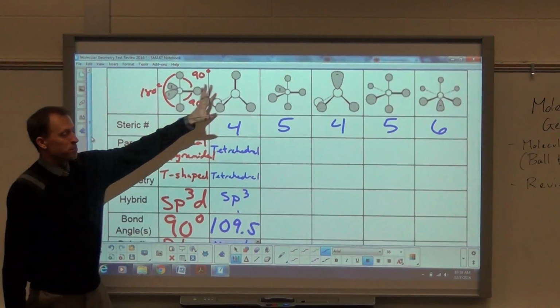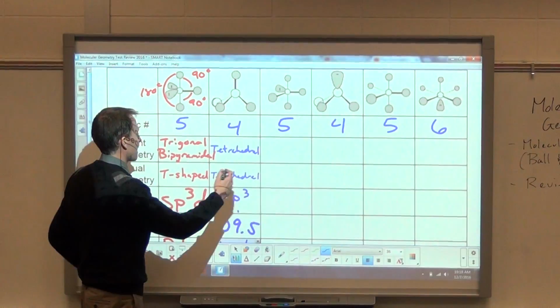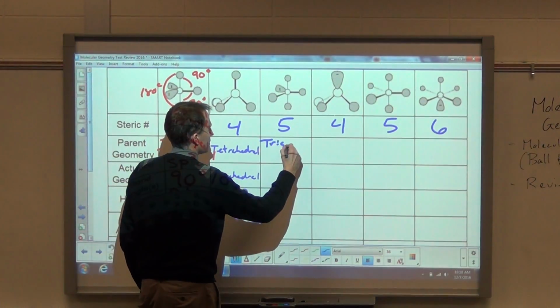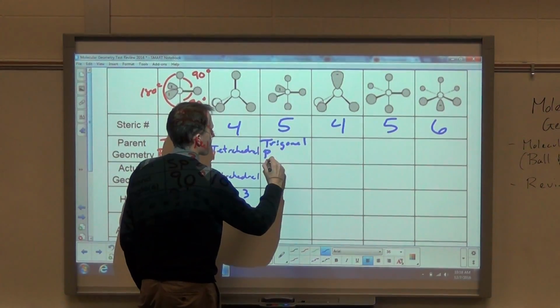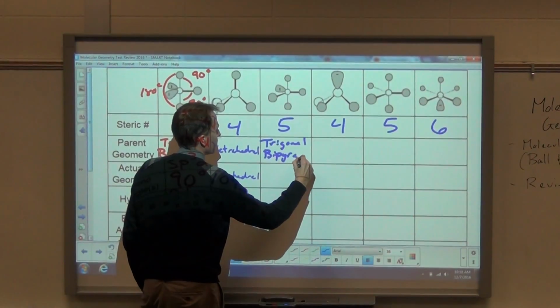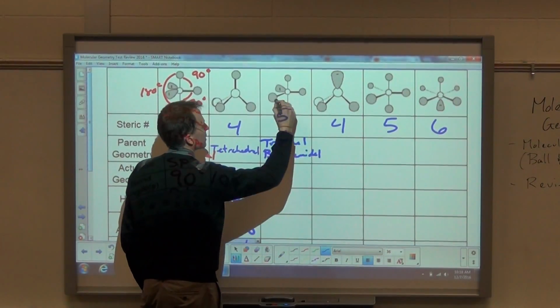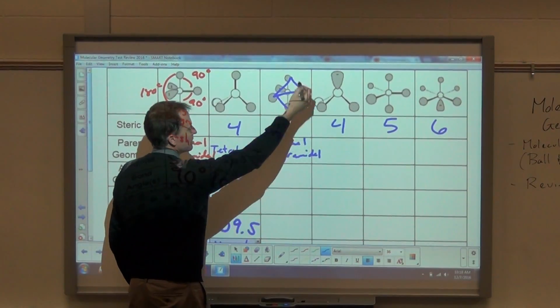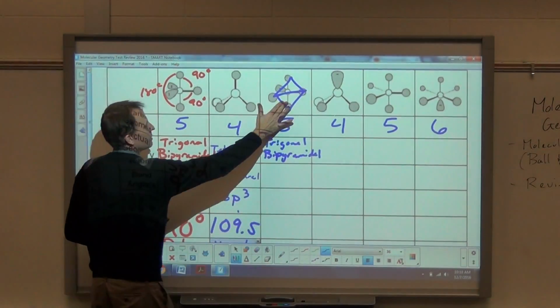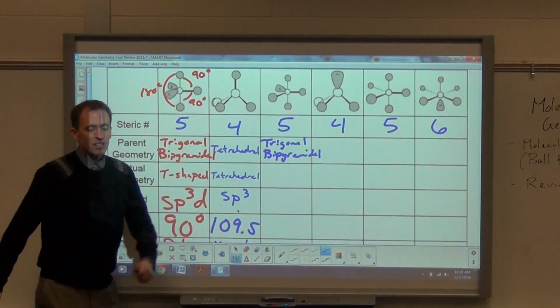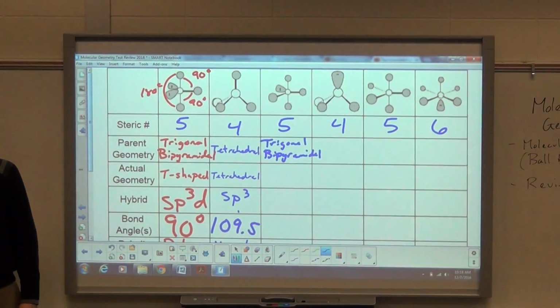Okay? So, again, pre-made shapes. The minute I say 5, it's got to be the same. It's got to be trigonal bipyramidal. Whenever there's 5, again, I have 2 triangles. So that's why it's bipyramidal. Okay. Actual shape. This one's a little hard to see. What's the actual shape on this one?